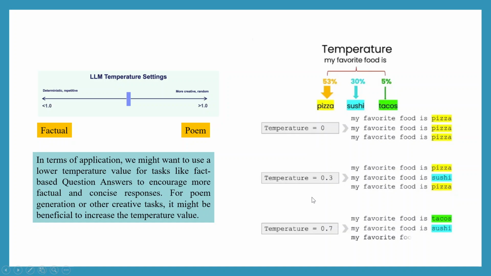When I go on increasing the temperature, it can also pick words with lower probabilities like sushi and tacos, as it allows for more creativity. So once again, I repeat, if you want to work on fact-based tasks, keep the temperature lower. If you want to be more creative in your output, increase the temperature.